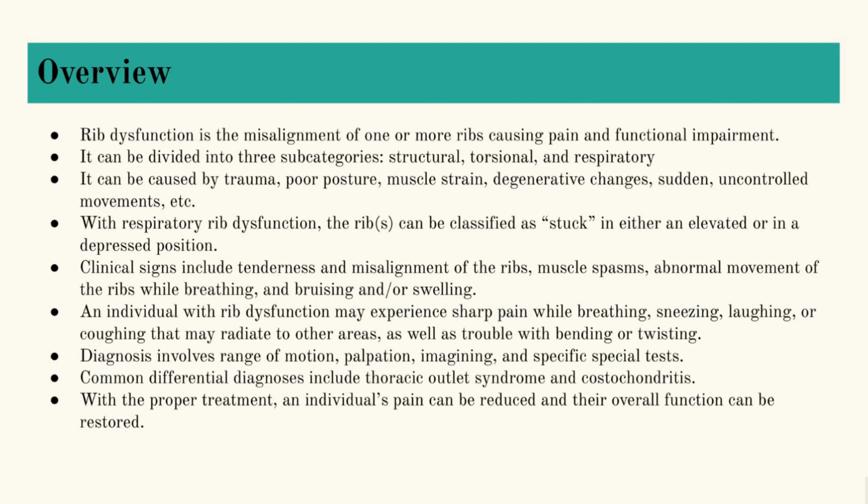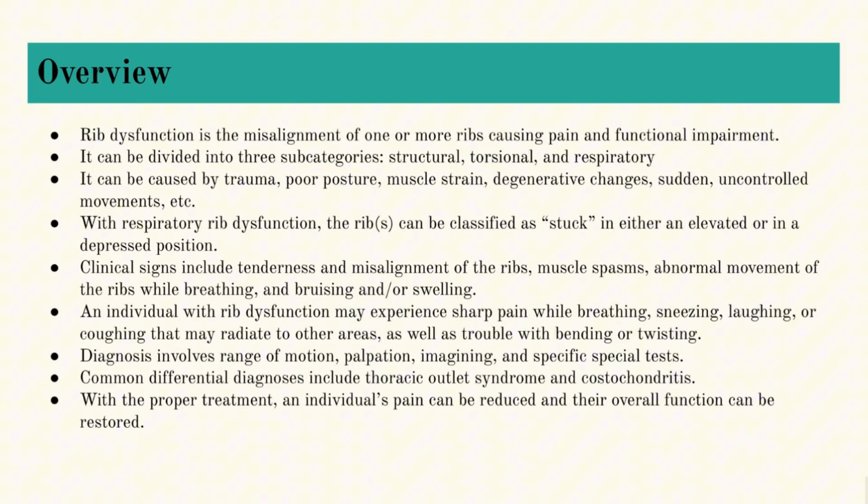So overview. Rib dysfunction is the misalignment of one or more ribs causing pain and functional impairment, and it can be divided into 3 subcategories, which are structural, torsional, and respiratory. It can be caused by trauma, poor posture, muscle strain, degenerative changes, sudden and uncontrolled movements, etc. With respiratory rib dysfunction, the ribs can be classified as stuck in either an elevated or in a depressed position. Clinical signs for this condition include tenderness and misalignment of the ribs, muscle spasms, abnormal movements of the ribs while breathing, and bruising and or swelling.